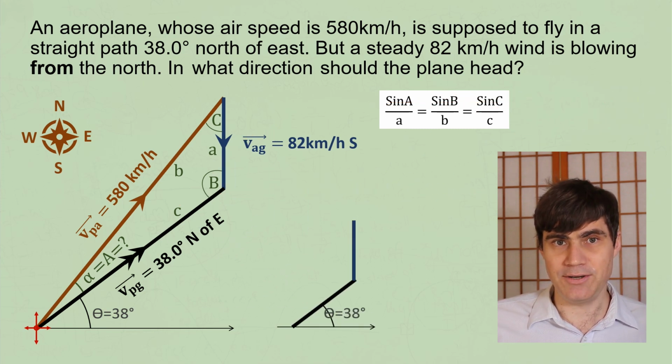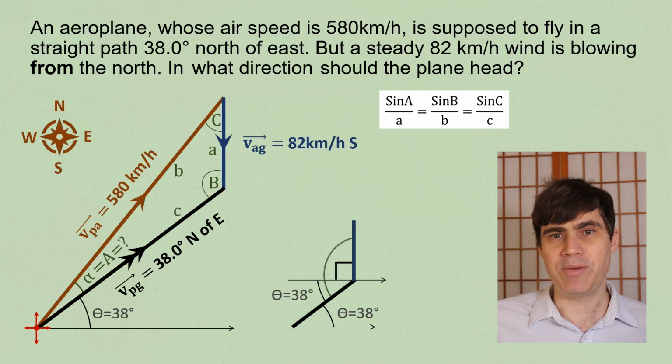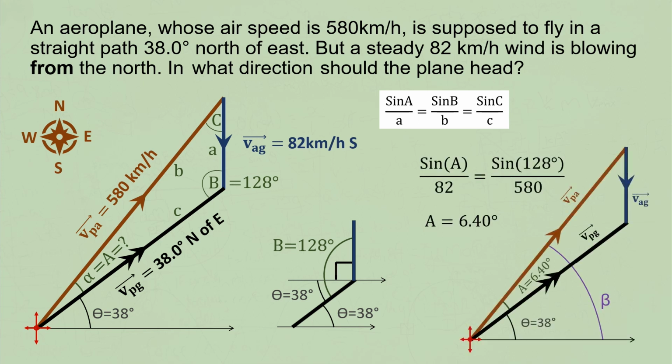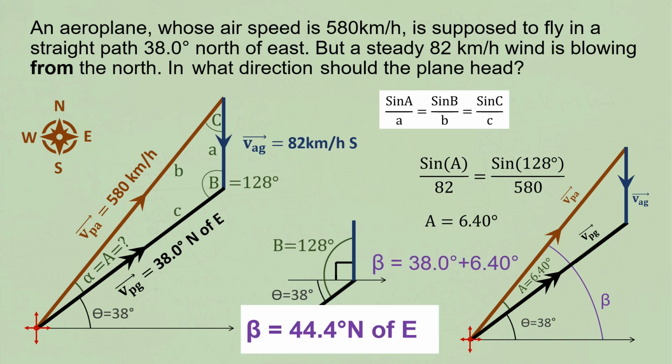This is obviously 38 degrees, and this opposite angle is equal. This is a right angle, so angle B is 128 degrees. Then we can just substitute in those values and get 6.40 degrees for alpha. Let's call the whole angle beta and add these two angles to get a final answer of 44.4 degrees north of east. If you followed that, then great, we're done.